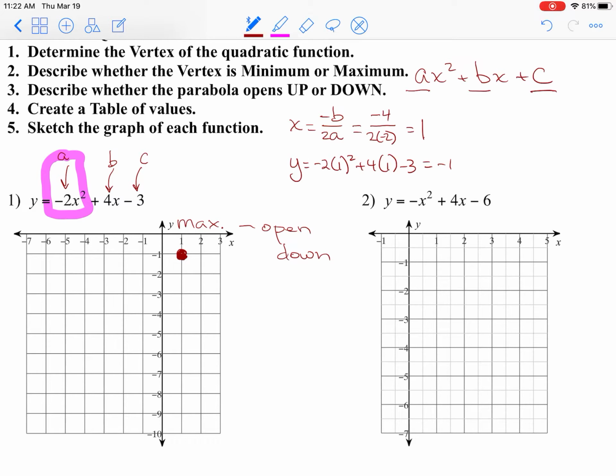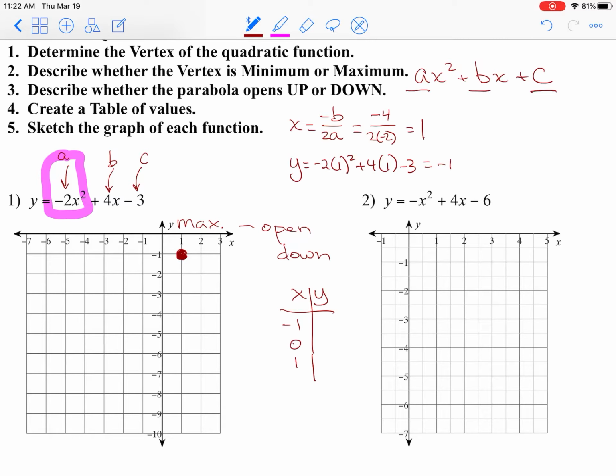All right, then number 4 asked me to create a table of values. Normally we get 3 or more values, probably 3 to 5 values. A lot of times if you get more than 3, the numbers get too big that they won't fit on our piece of graph paper. So let's try 3. Let's do -1 for x, 0 for x, and 1 for x.